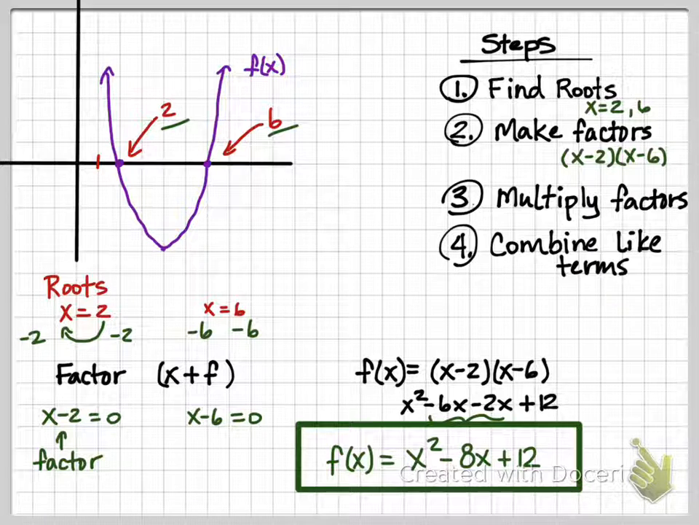We took our roots and changed them into factors just by moving the number onto the other side with the x. So we got x minus 2 and x minus 6. After that, we multiplied our two factors together. We used our FOIL method, so we did that, and that, and that, and that. This is FOIL. And then after that, we combined our like terms, and that's our answer. So that's how you find the equation from a graph.